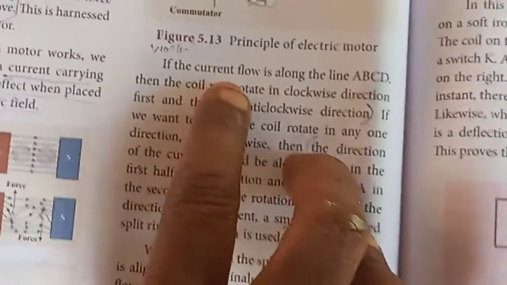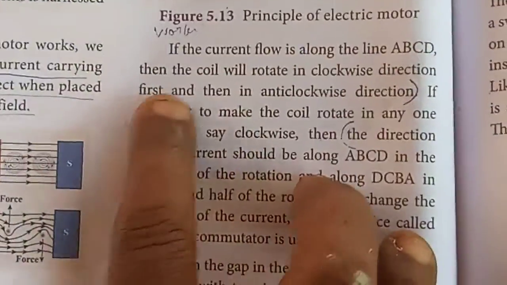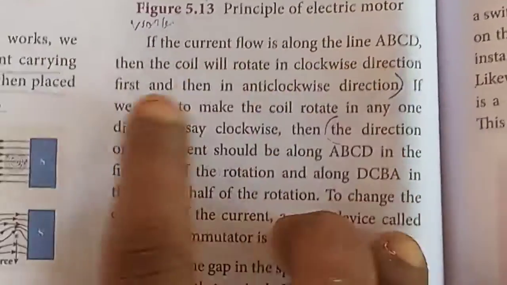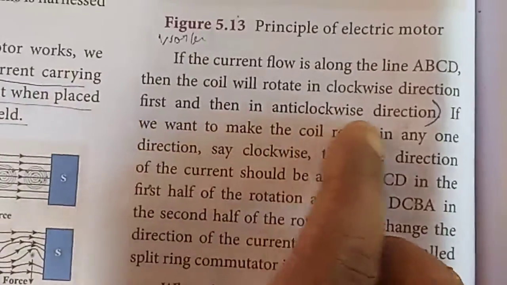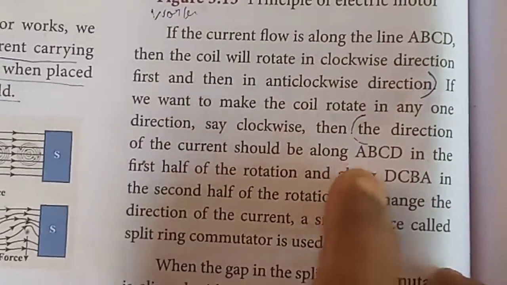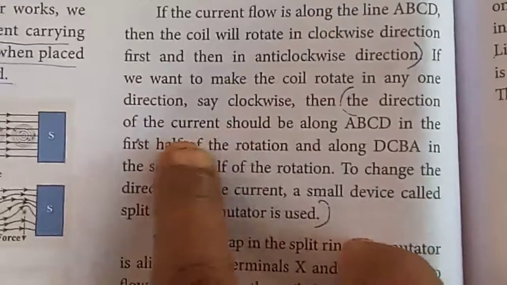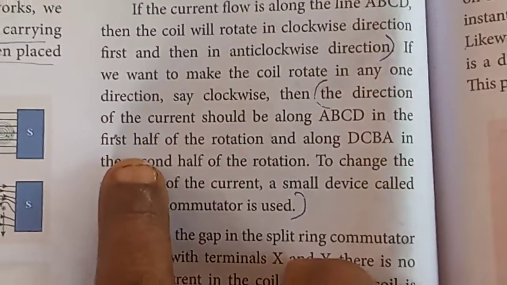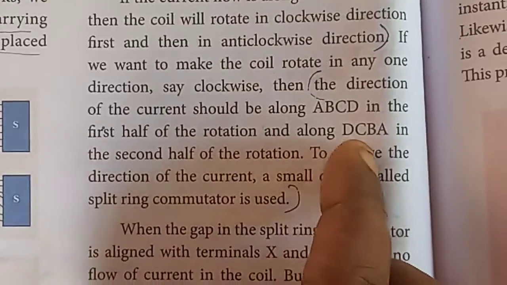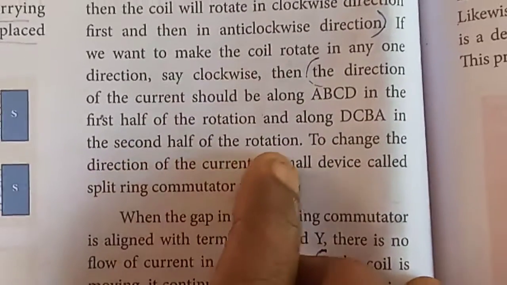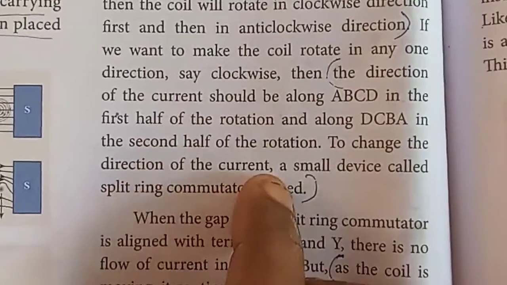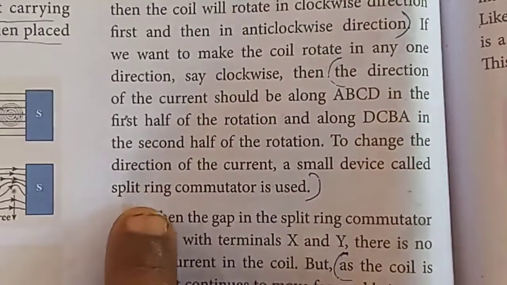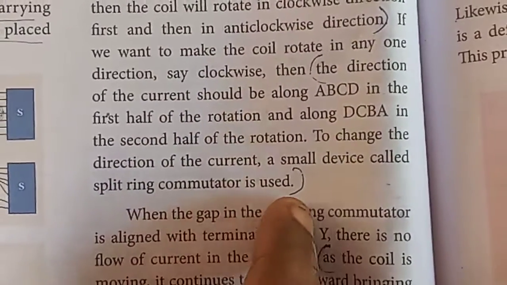Next, working. The current flows along the line ABCD, then the coil will rotate in the clockwise direction first and then in the anti-clockwise direction. Next, the direction of the current should be along ABCD in the first half of the rotation and along DCBA in the second half of the rotation. To change the direction of current, a small device called the split ring commutator is used.